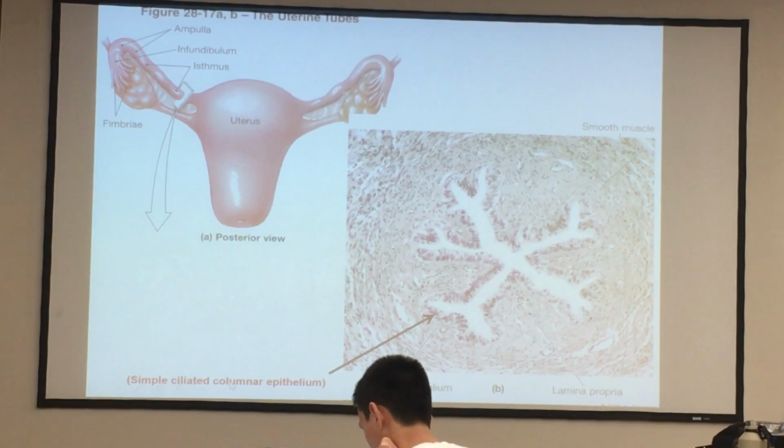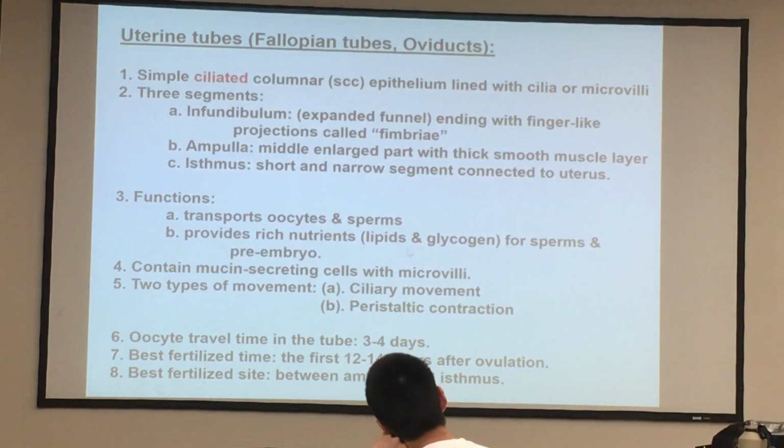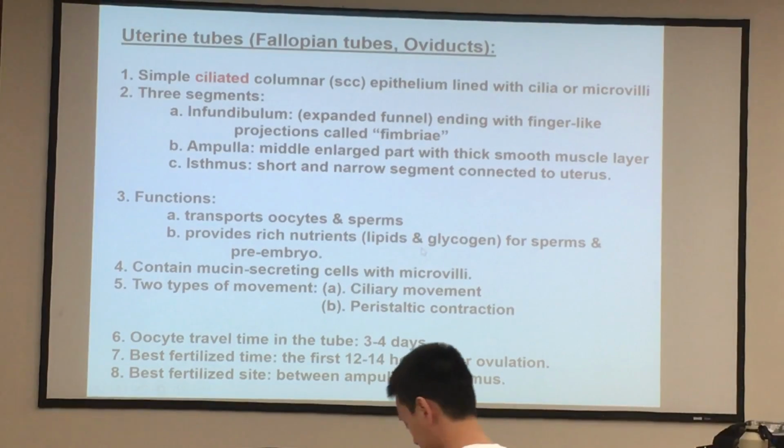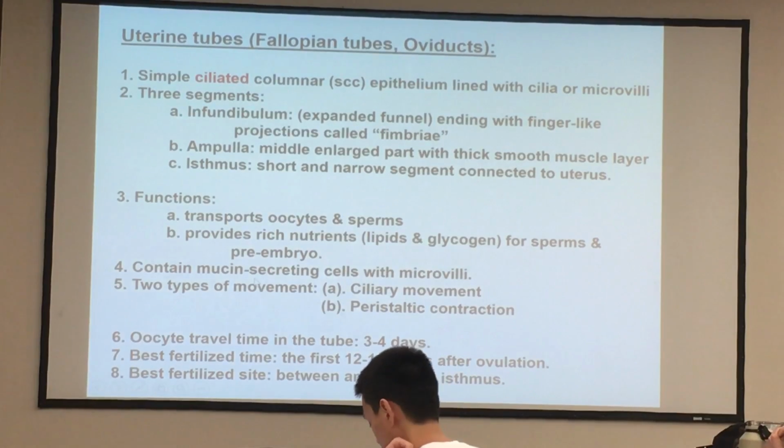In the small intestine and the stomach, it's simple columnar, and here it's simple ciliated columnar. It can move the egg down. The function is to transport the oocyte and sperm, and also provide nutrients like lipids and glycogen. They have a lot of mucin that produces mucus. They can have this ciliary movement to move it down, or peristaltic muscle movement from outside.